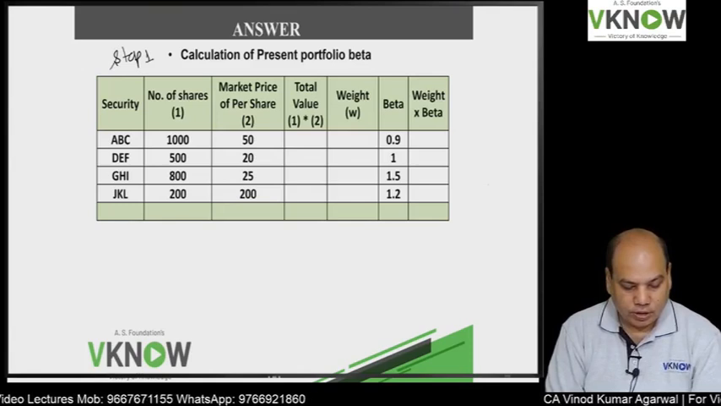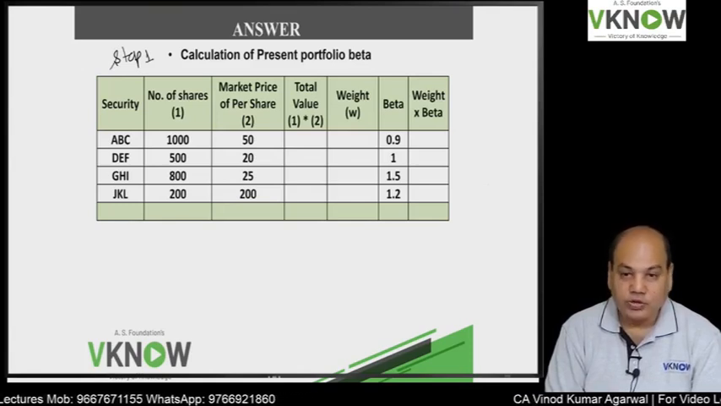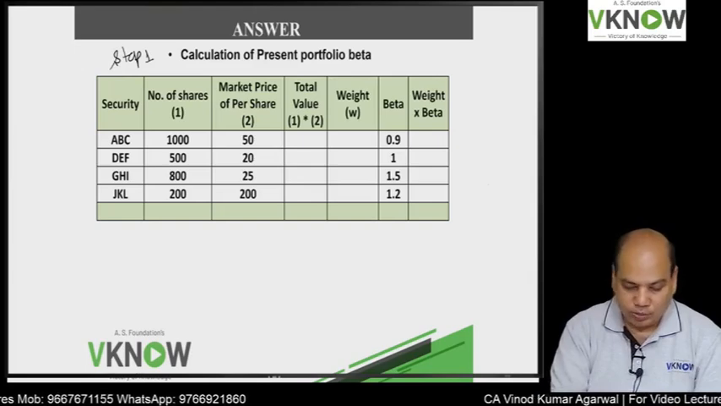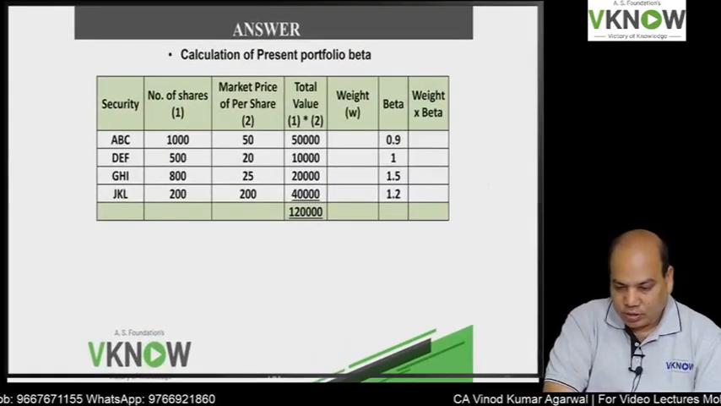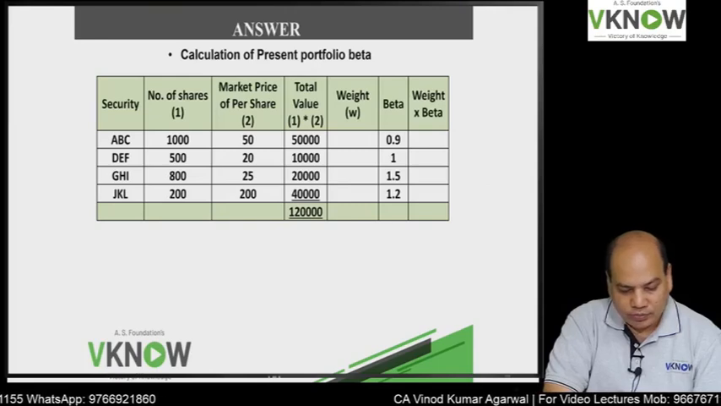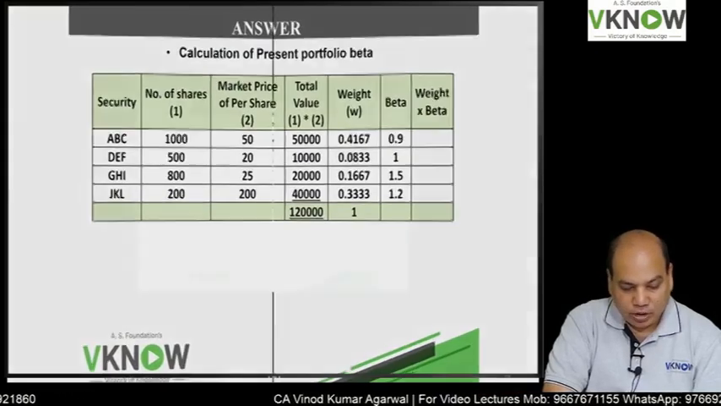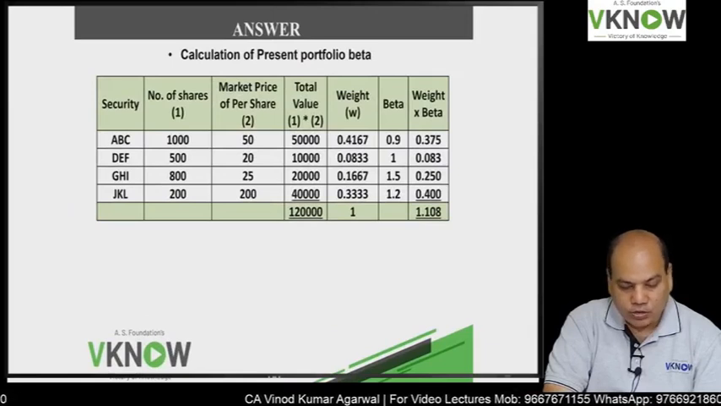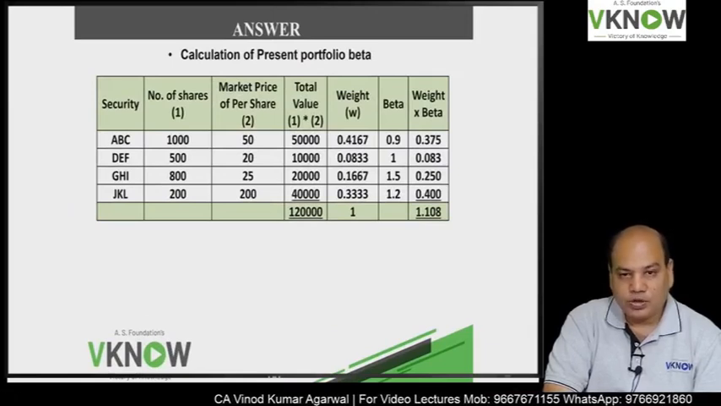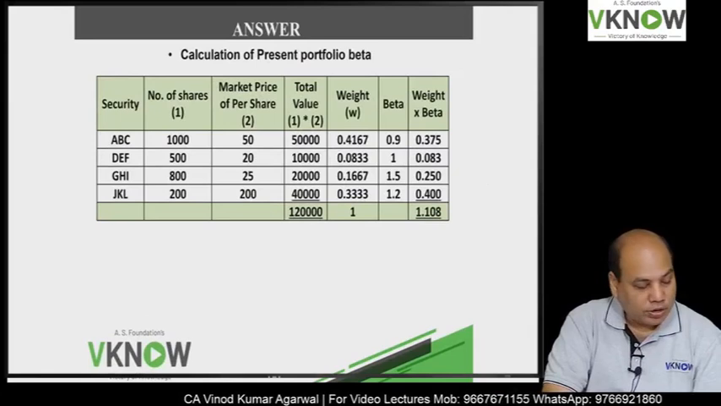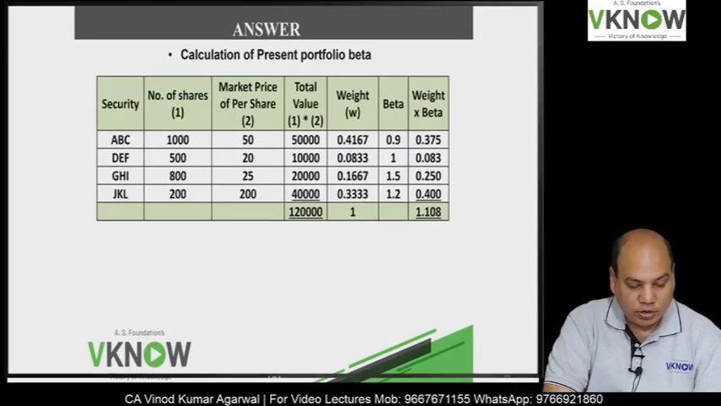One student in the classroom has given the answer 1.1084. Okay, let me check. Have you got the total value 1,20,000? Then have you got these weights: 0.4167, 0.0833, 0.1667, 0.333, and then have you got the total of the last column as 1.108? This is a question whose first part is a bonus mark, 1.108.